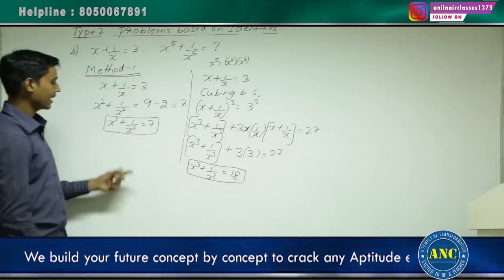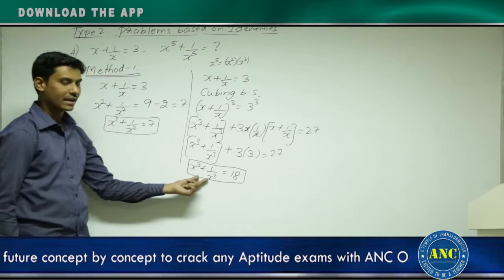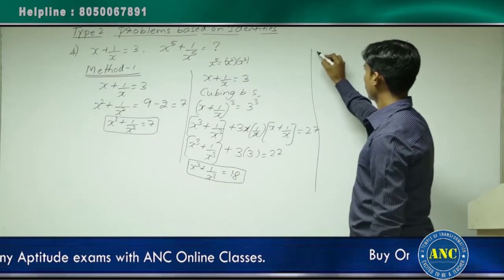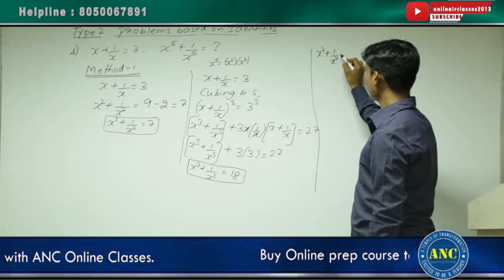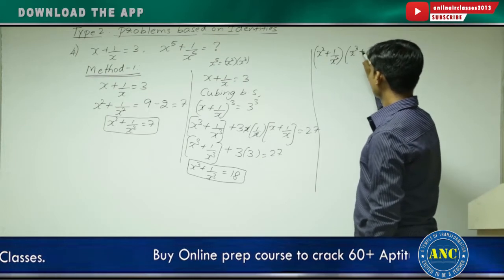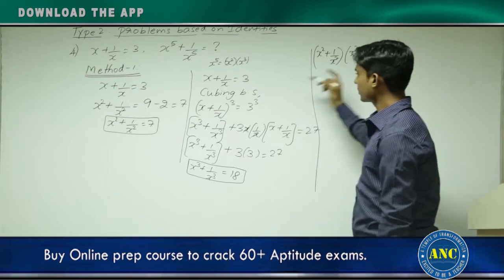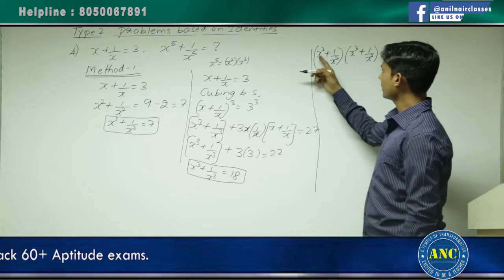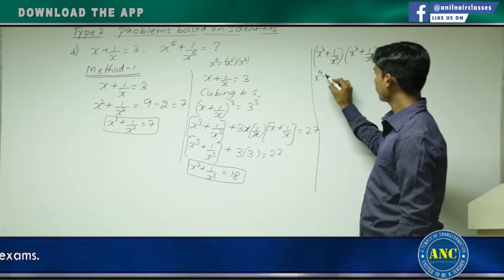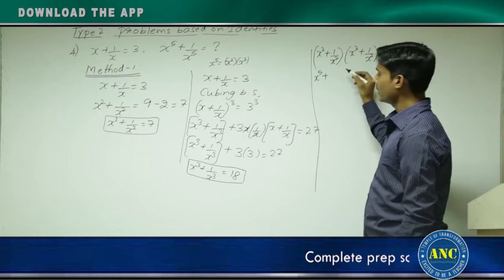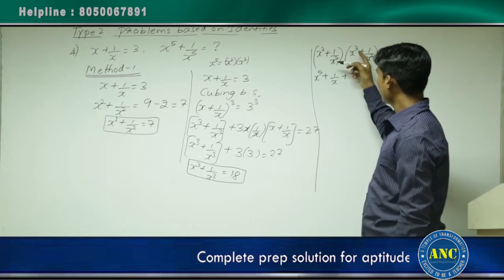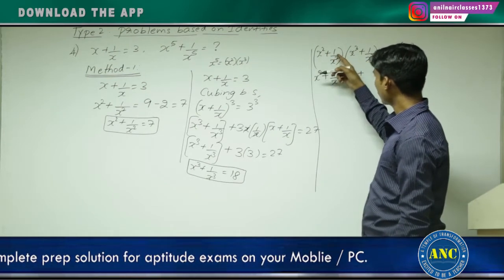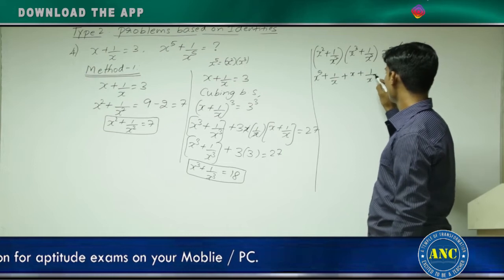Now, we have the x square plus 1 by x square value, and we have the x cube plus 1 by x cube value. Multiply both of them. You will get a term called x power 5. That means x square plus 1 by x square into x cube plus 1 by x cube is nothing but 7 into 18. Now on the left hand side, x cube into x square is x power 5. x square into 1 by x cube is 1 by x. x cube into 1 by x square is x. And 1 by x square into 1 by x cube is 1 by x power 5.